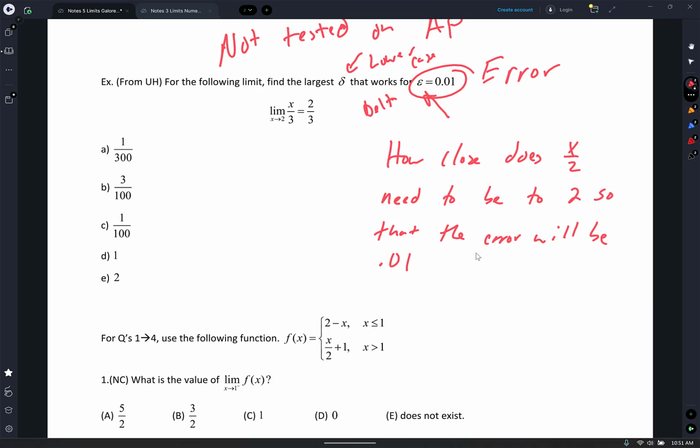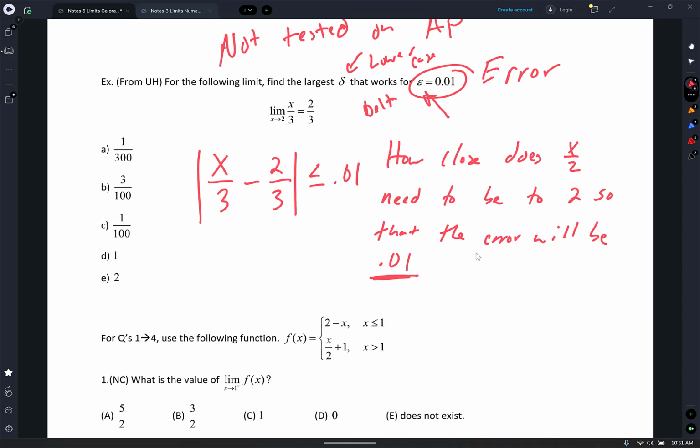How do we feel right now, guys? Do we feel okay? All right, so here's what we got to do. We want the error between x over 3 and 2/3 to be how much? 0.01. So that's what I'm going to do. I'm going to put an absolute value, and I want the error between x over 3 and 2/3 to be at least 0.01. Are we still okay so far? All right.